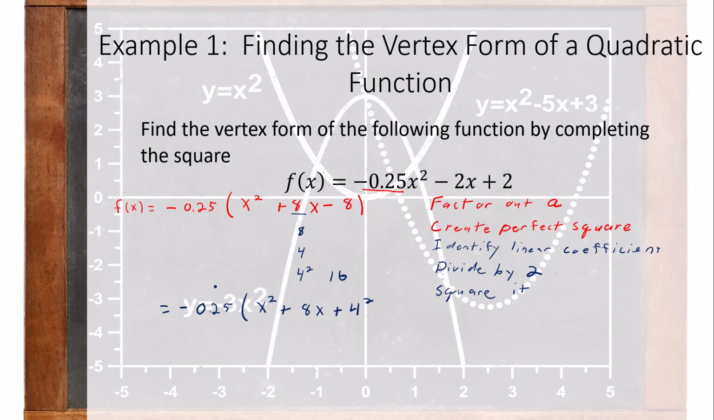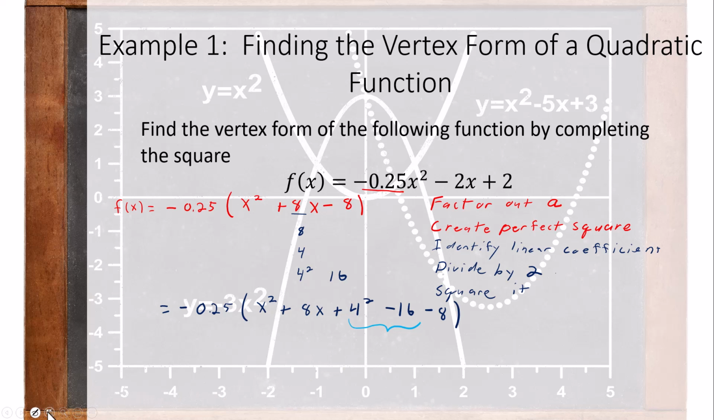Now, remember, I don't want to change the function, so if I add 4 squared to this, I need to subtract 4 squared from this, or namely 16, minus 8. So what did I do? Effectively, all I did here was add 0 by adding and subtracting 4 squared. I did one side symbolically, and I evaluated on the other side, and hopefully that will become clear to you in just a second.